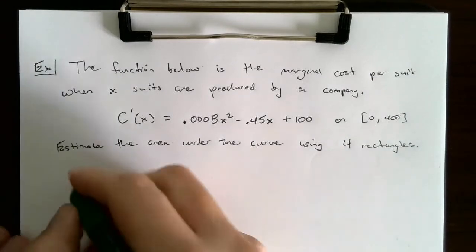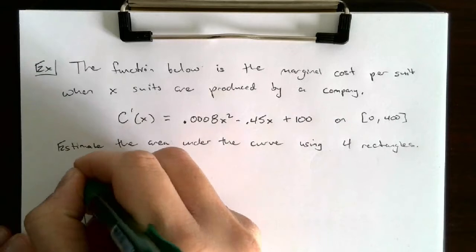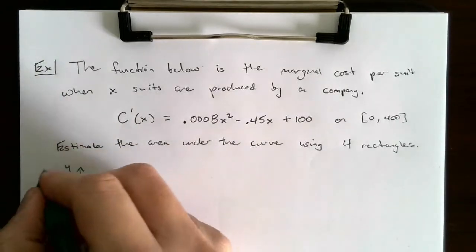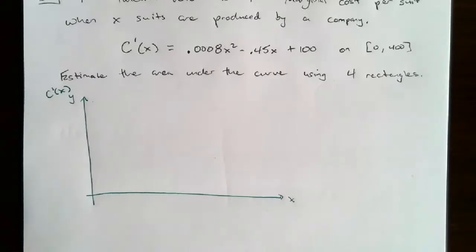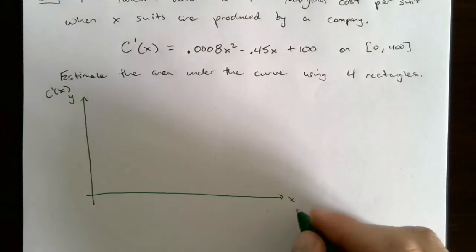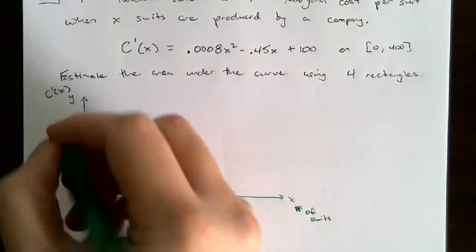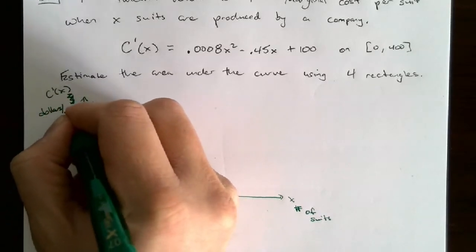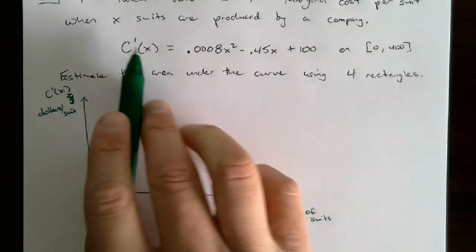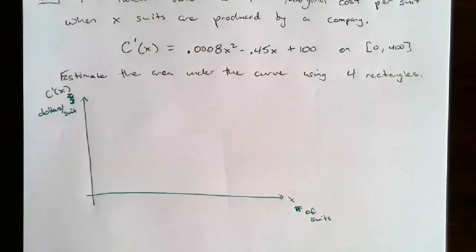So first off, this is a sketch now, right? Here's x, here's y, which when I say y, this is actually, in this case, C prime of x, right? So we have x, we have C prime of x. X is going to be the number of suits. Y, which is C prime of x, is going to be dollars per suit, right? That's the units on this. C prime, the derivative, is the units of C, which is dollars, per the units of x, which is suits.